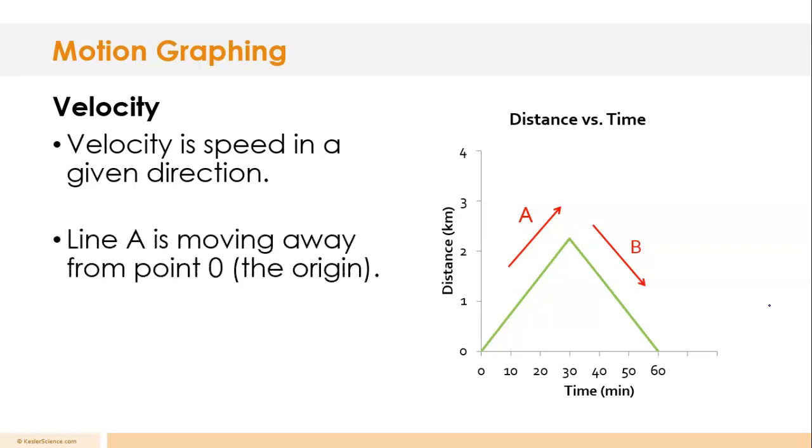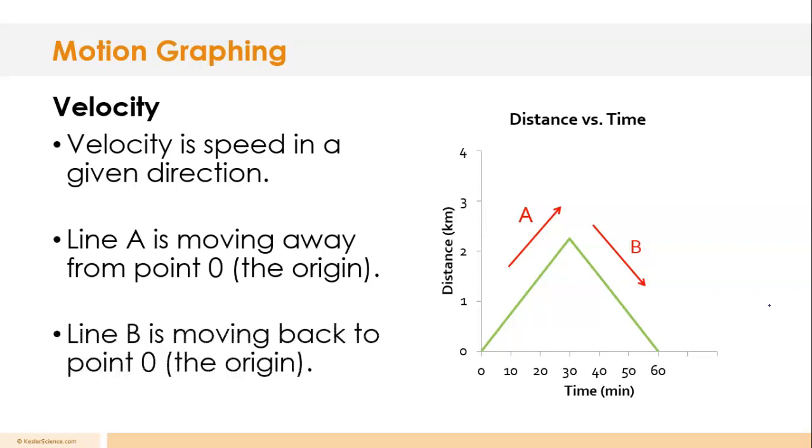In this case, line A is moving away from point 0, away from the origin or the beginning spot. So it goes from the beginning spot at 0, 0, and it goes to a little over 2 meters away from the original spot. But then it goes right back again. So the direction changed because it ends up back where it started, at 0 kilometers. So it ends up right back where it started after a time of 60 minutes. And we can see that in line B, where it goes back to a distance of 0.